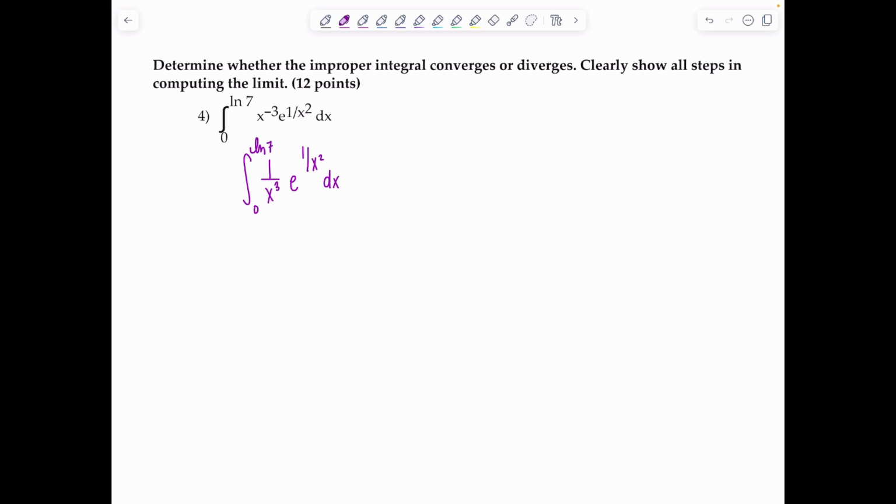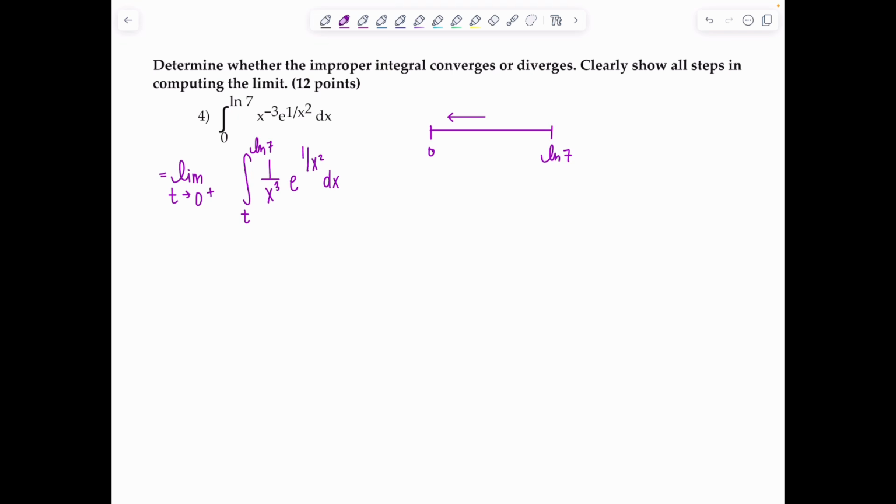Okay, so then what do we do? We rewrite this integral as the limit as t approaches the problem child, 0, and it's from the right. And then you replace that lower limit with t. How do I know it's from the right? Well, if you look at the limits of integration, it goes from 0 to natural log of 7. The only way to approach 0 on this interval is from the right, okay?